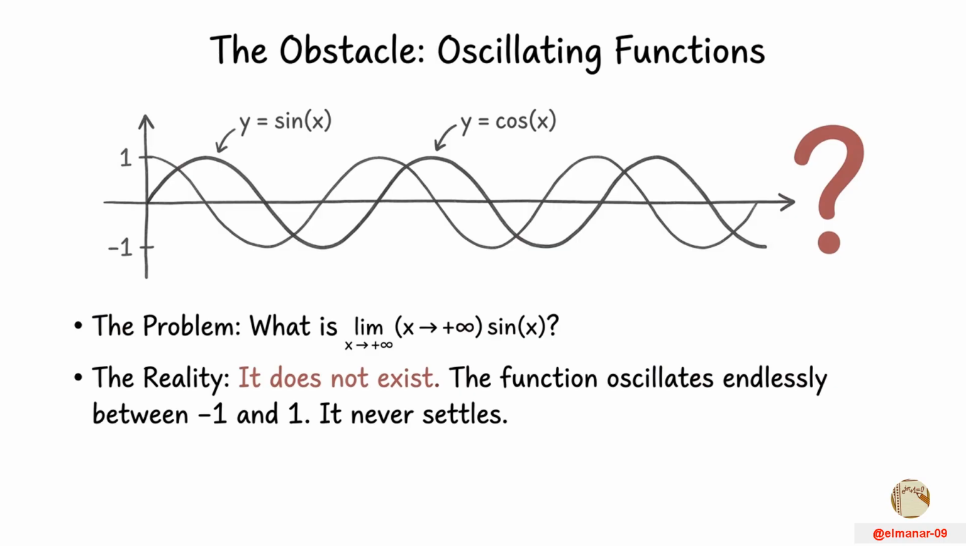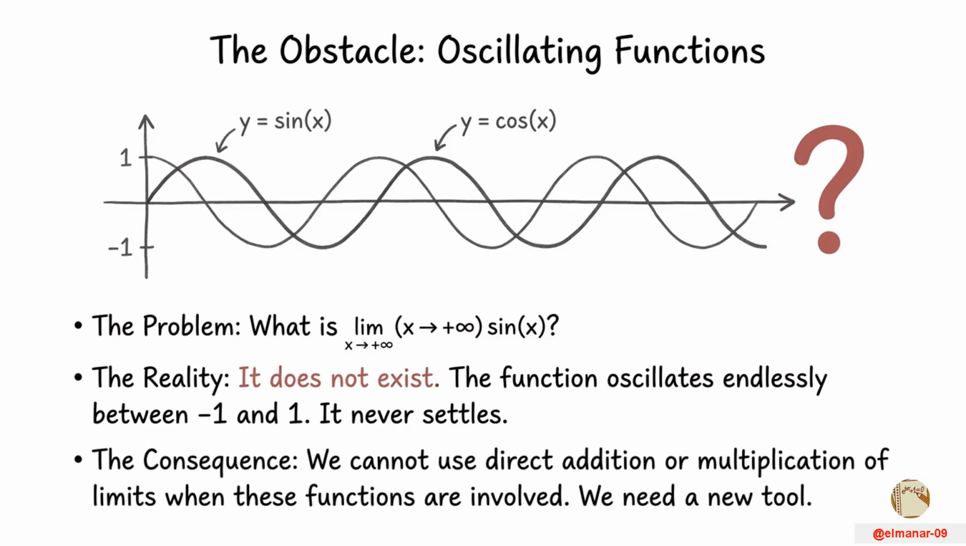This is a huge problem for us because we can't add, subtract, or multiply limits if one of them is missing. It's like trying to build a bridge with a piece that keeps disappearing. This is exactly why we need our new tool, to help us handle these rebels that refuse to sit still.